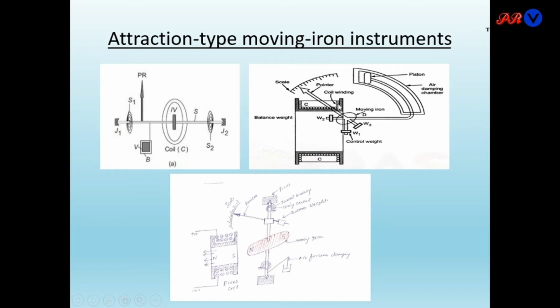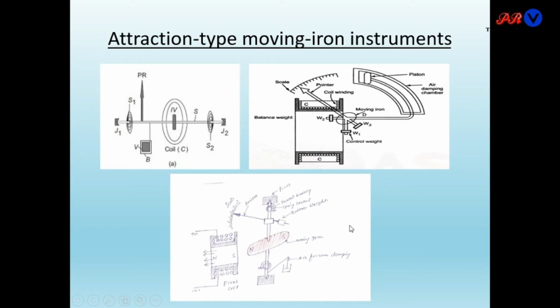So this is the coil cross section. C means coil. Whenever current is passed through this coil, our moving iron is placed here, so it will be deflected towards the coil, and a pointer is attached on the spindle of the moving iron. So this pointer will get deflected over the scale, and this is the arrangement for the damping. Air damping chamber, a piston, provides the damping.